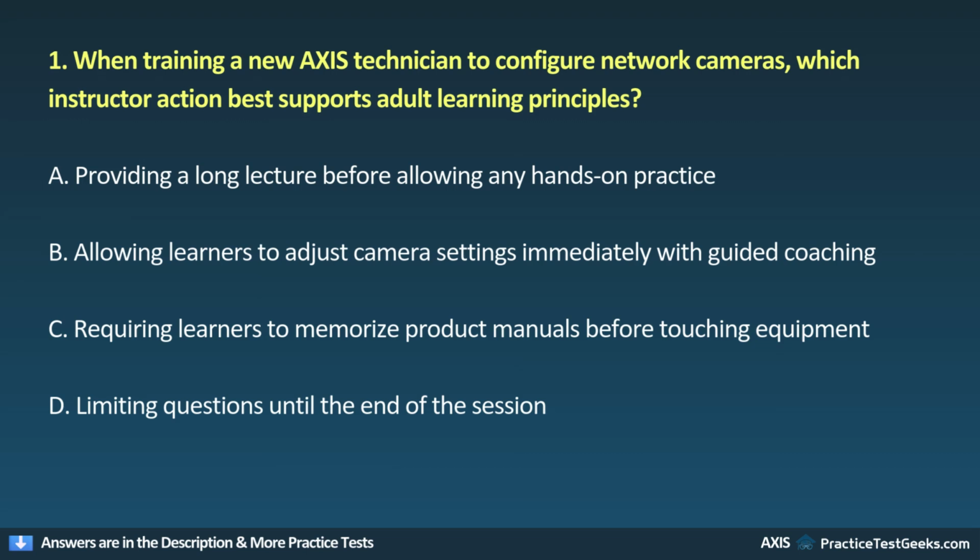1. When training a new Axis technician to configure network cameras, which instructor action best supports adult learning principles? A. Providing a long lecture before allowing any hands-on practice. B. Allowing learners to adjust camera settings immediately with guided coaching. C. Requiring learners to memorize product manuals before touching equipment. D. Limiting questions until the end of the session.